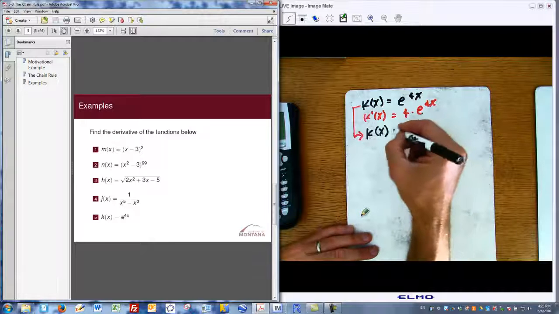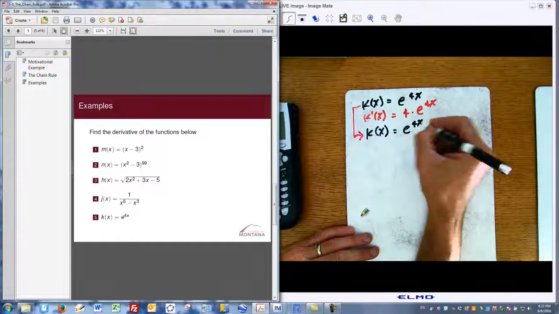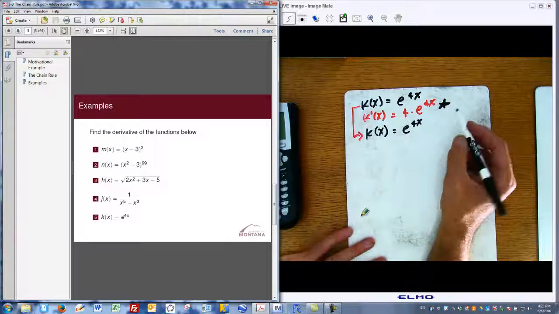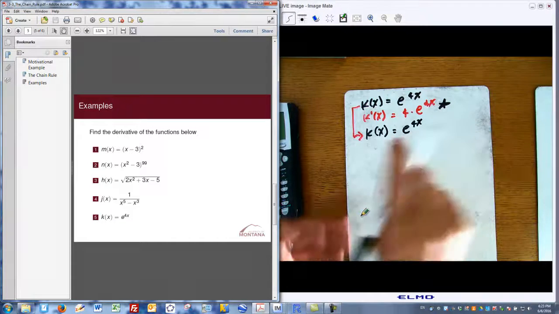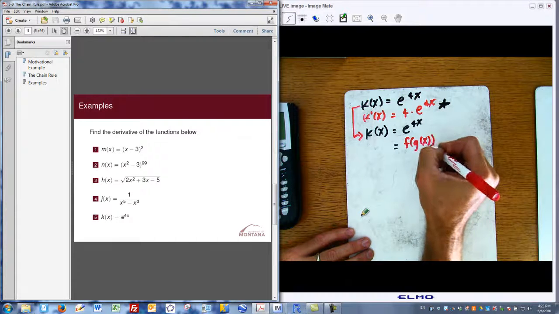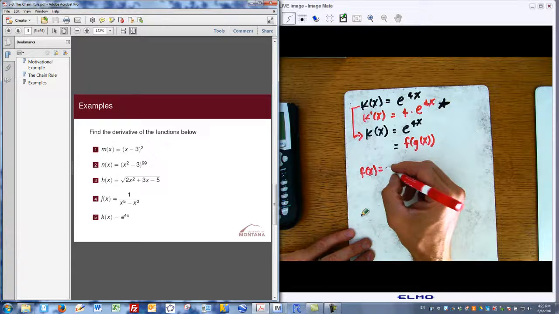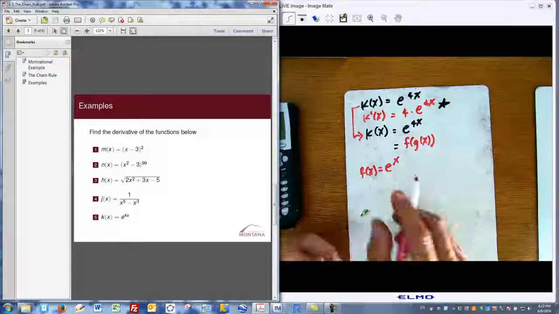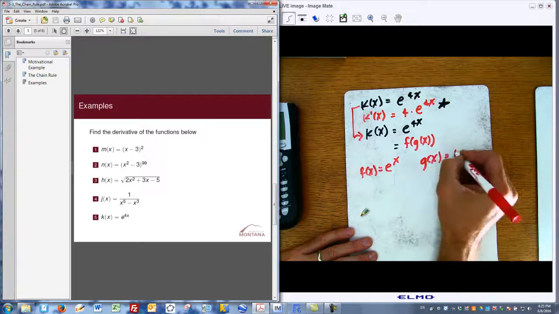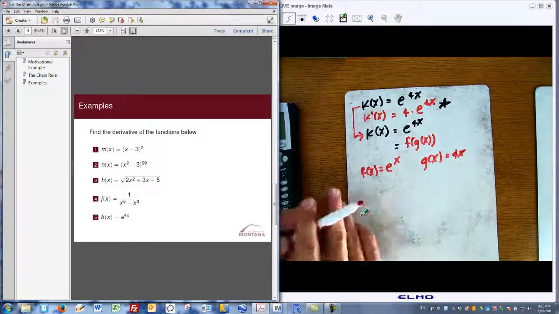a chain rule setting. So, one of the things you can think of here, we'll use it as a check to see if that's actually true. You could think of this as an f of g of x, where here the f of x function is just the e to the x function, and inside of e to the x we have a g of x function, which is 4x. So 4x is inside of the exponential function.